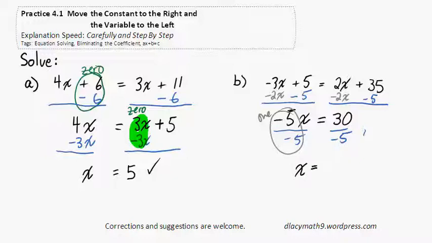On the right it's 30 divided by -5, a positive divided by a negative. Is that positive or negative? Answer, it's a negative. -6. There's the answer.